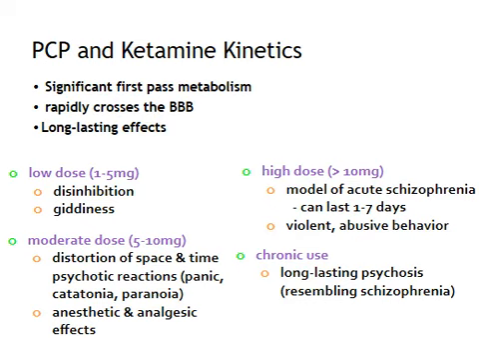In terms of the kinetic profiles of PCP and ketamine, these drugs have significant first-pass metabolism. They rapidly cross the blood-brain barrier, and they have long-lasting effects. Very low doses can produce disinhibition and giddiness. Moderate doses, you can see distortions in space and time, psychotic reactions, including panic, catatonia, even paranoia for some patients.